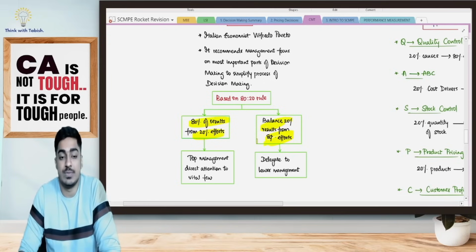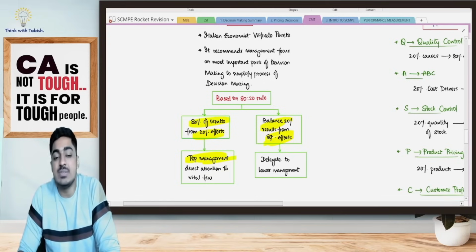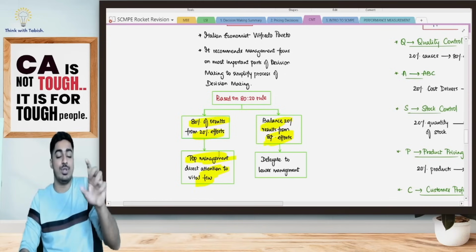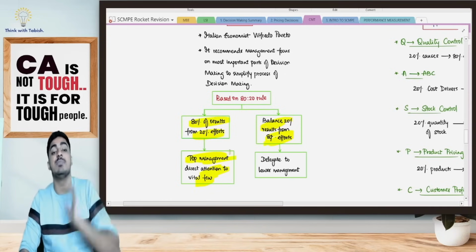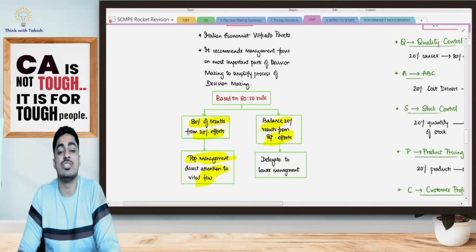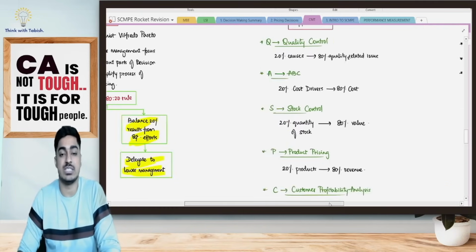So what should we do? We are saying top management should give its maximum attention to the vital few, to the 20% efforts, which give us 80% results. And the balance should be delegated to the lower level management.